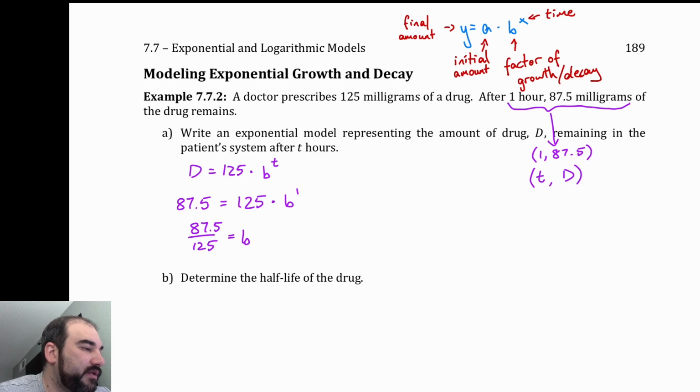So I will give you the answer for both homework, how you would answer the homework question, and how you would write your answer on the exam. 87.5 divided by 125 is 0.7.